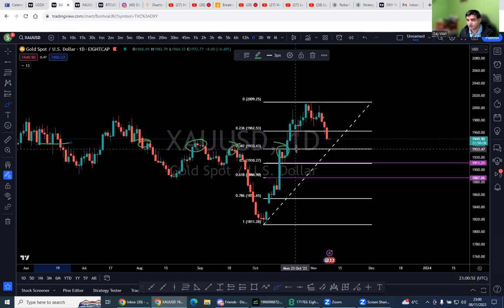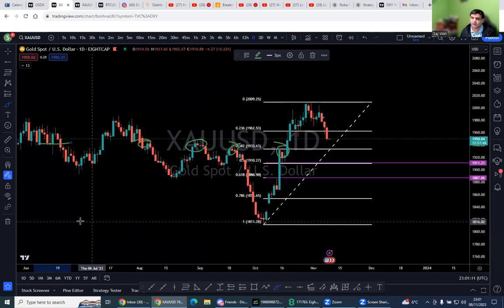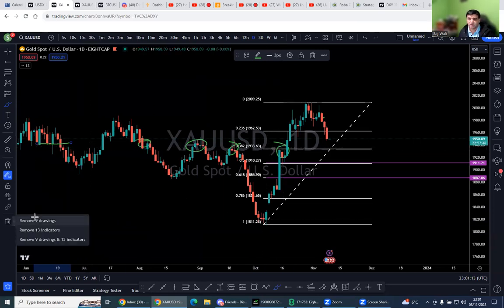I'm expecting the market to come to around the 1930 level. That's the first target. And after that, we've got 1909, in fact, close to 1900. So that's another. So around 1930, 35 could be the first target.